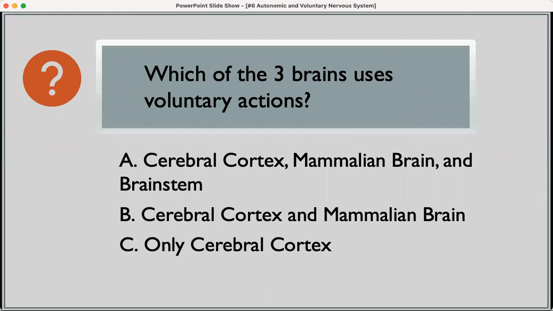So which of those 3 brains uses voluntary actions? The cerebral cortex, mammalian brain, and brainstem, cerebral cortex and mammalian brain, or only the cerebral cortex? Which of those use just voluntary actions? And the answer is only the cerebral cortex.